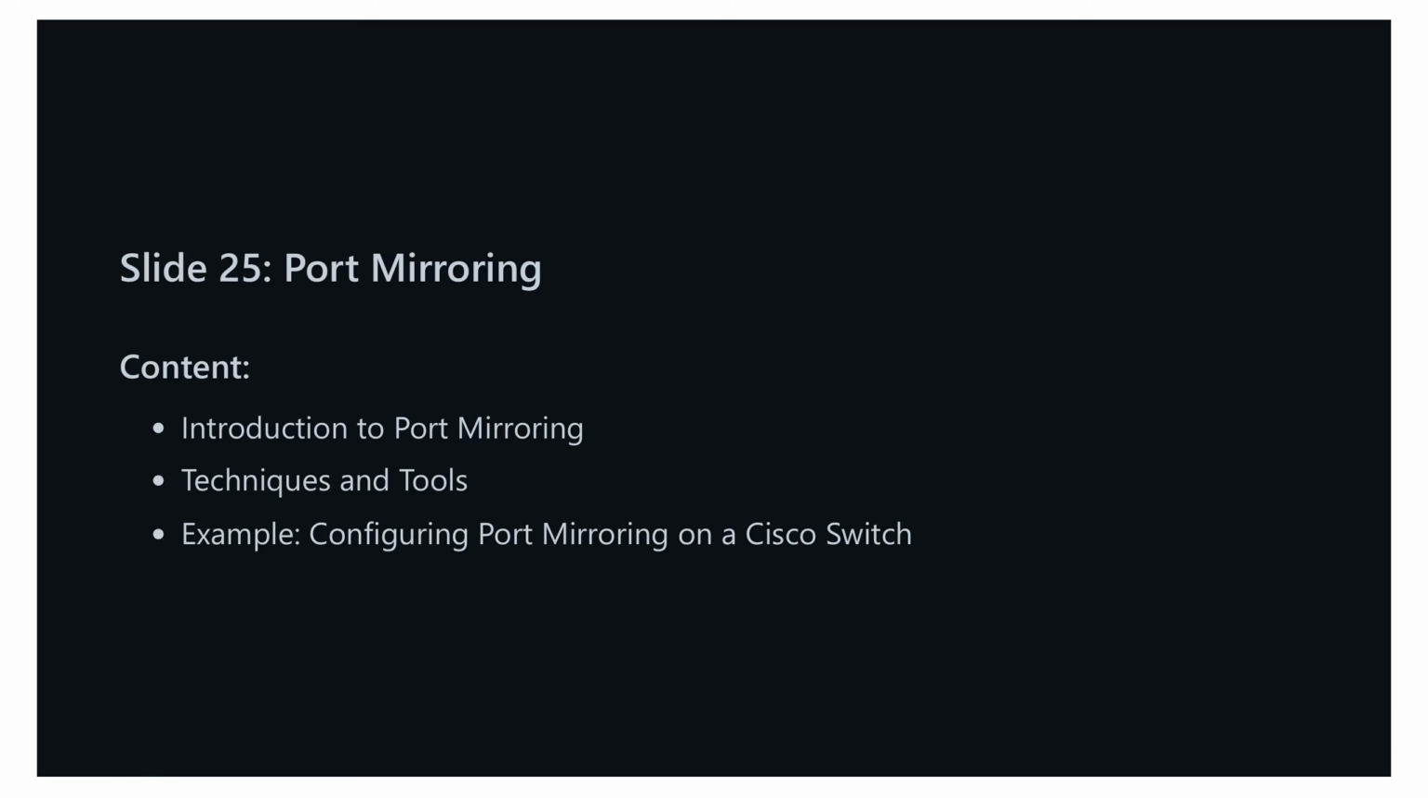Now that we've discussed the importance of manual assessment in industrial control systems, let's move on to our next topic, port mirroring. On slide 25, we'll focus on introducing you to port mirroring, a fundamental technique used for monitoring and troubleshooting network traffic. We'll explore various techniques and tools associated with port mirroring, providing you with practical knowledge on how to implement it effectively. Specifically, we'll walk through an example of configuring port mirroring on a Cisco switch, demonstrating step-by-step instructions to help you apply this in real-world scenarios.